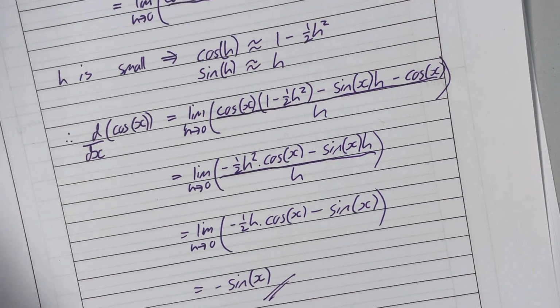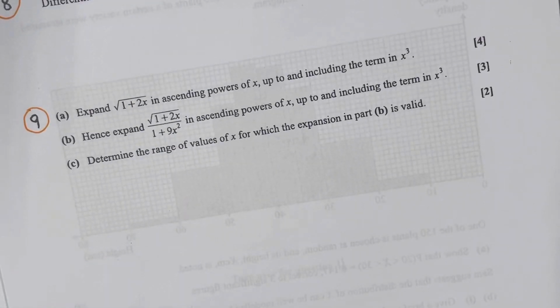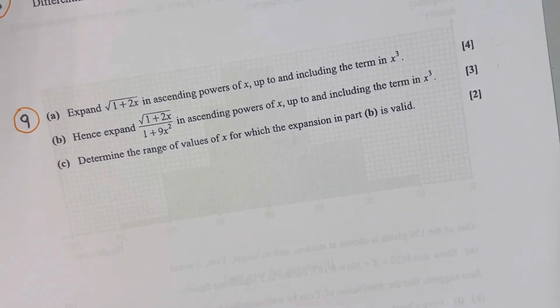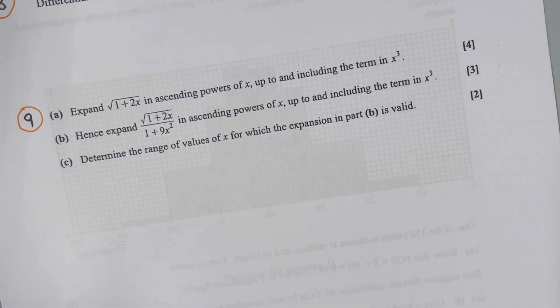And finally, question number 9, which is the next one, is a binomial expansion question. Okay, a year 13 binomial expansion question because the power is not a positive integer. So part A, expand the square root of 1 plus 2x in ascending powers of x up to and including the term in x cubed.